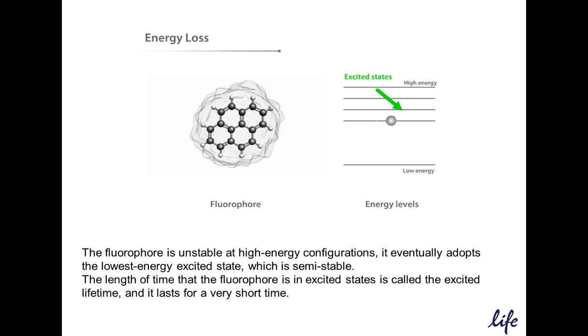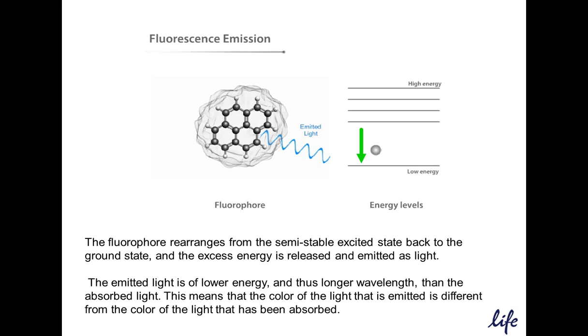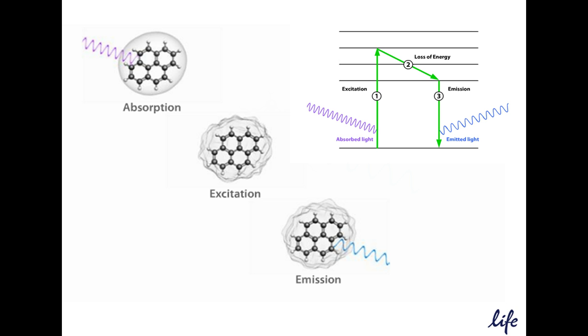Since the fluorophore is unstable at a high energy configuration, it eventually adopts the lowest energy excited state, which is semi-stable. The length of time that the fluorophore is in the excited state is called the excited lifetime, and it lasts for just a very short time. Next, the fluorophore rearranges from the semi-stable excited state back to the ground state, and the excess energy is released and emitted as light. The emitted light is of lower energy and thus a longer wavelength than the absorbed light. This means that the color of the emitted light is different from the color of the absorbed light.